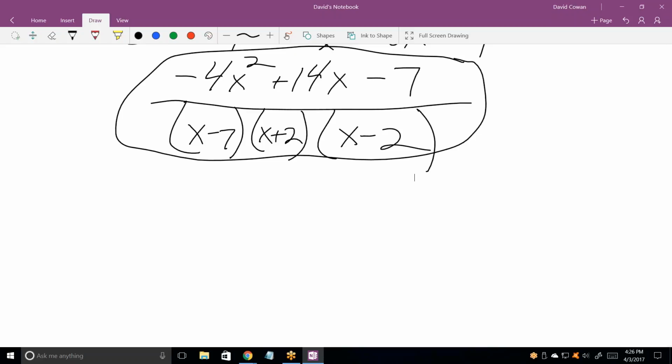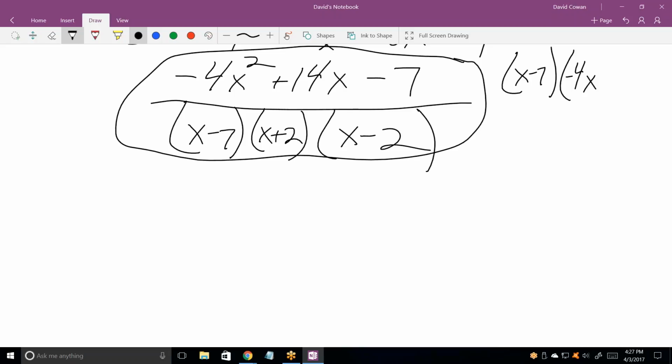Now, there's a little bit of a shortcut. First of all, the only possible factor that could come out of the numerator that would match the denominator would be which one? X minus 2, right? No, there's no way. 2 is not a factor of 7. Remember, those two numbers have to multiply to 7. It would be x minus 7. X minus 7 is the only possible one. Well, what would that force the other one to be?